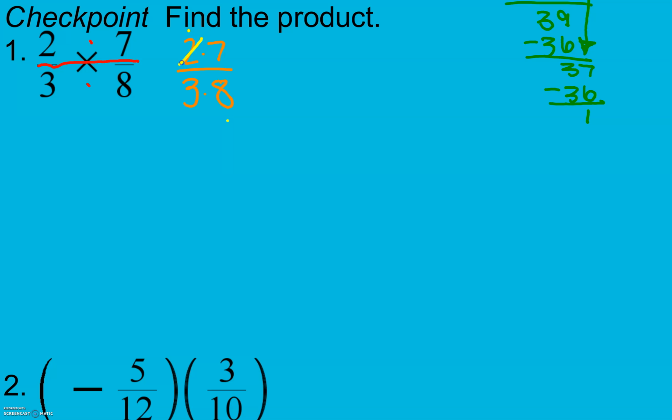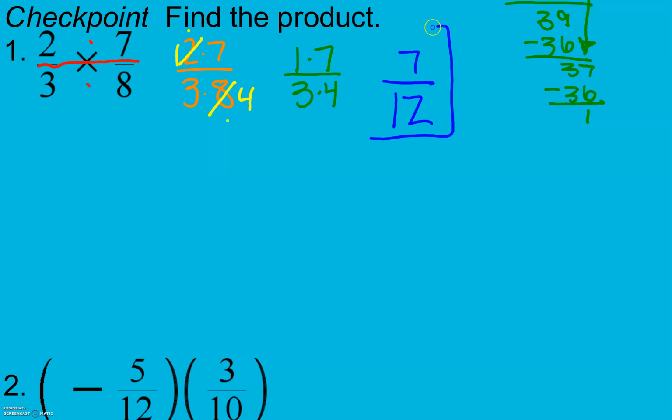So I can take a 2 out of 2, which leaves me with a 1, and a 2 out of 8, which leaves me with a 4. 7 and 3 don't simplify at all. So what I have here when I multiply is 1 times 7 over 3 times 4. And again, you could have multiplied across first and then reduced, which still gets you to the same place. It's just you're working with bigger numbers to try and reduce, whereas if we can see factors, even if they're not the prime factorization, it's sometimes a little bit easier to reduce.